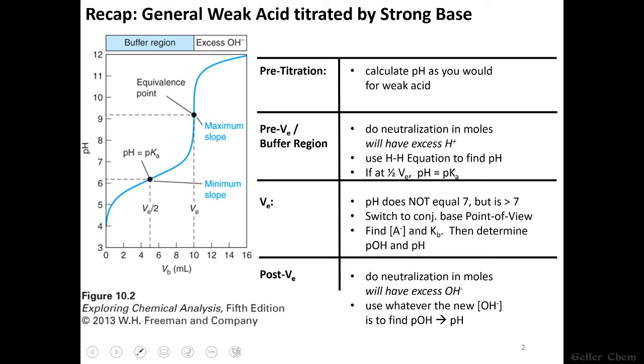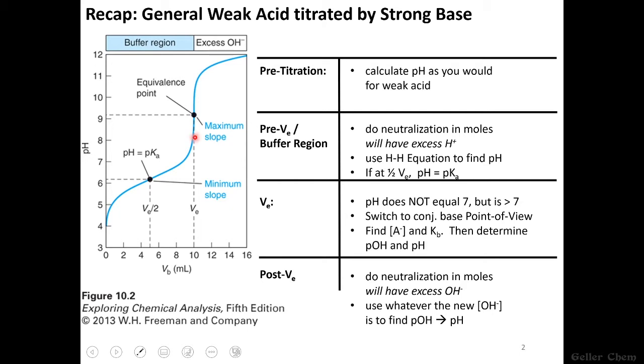Before you get to that equivalence region, you're generating a buffer. You can calculate the pH with the Henderson-Hasselbalch equation. The one point where you don't really have to do that, although you're welcome to, but we proved it, was the half equivalence point where the pH just equals the pKa. Very important in analytical chemistry for identifying your acid.